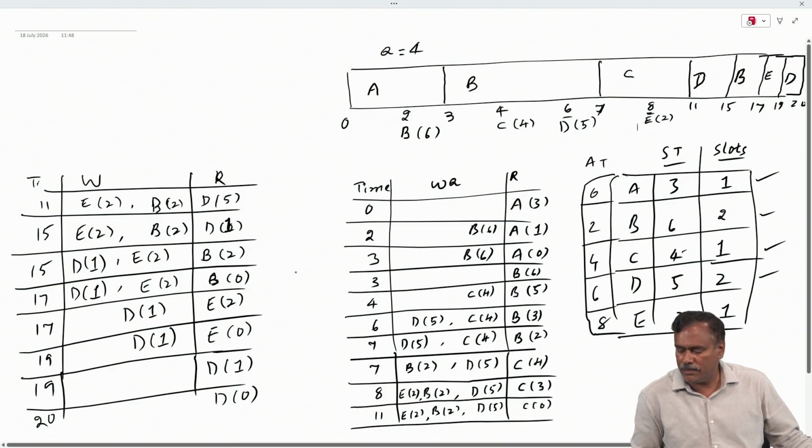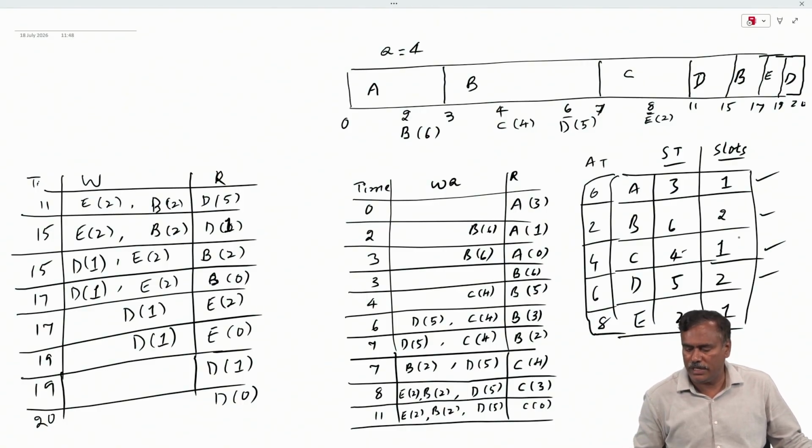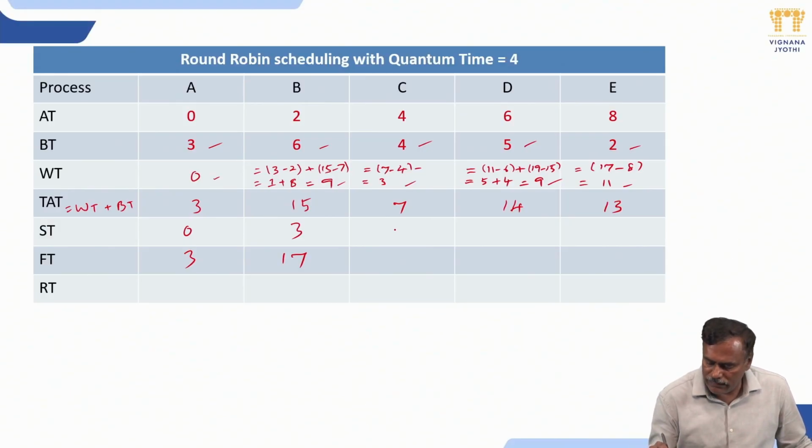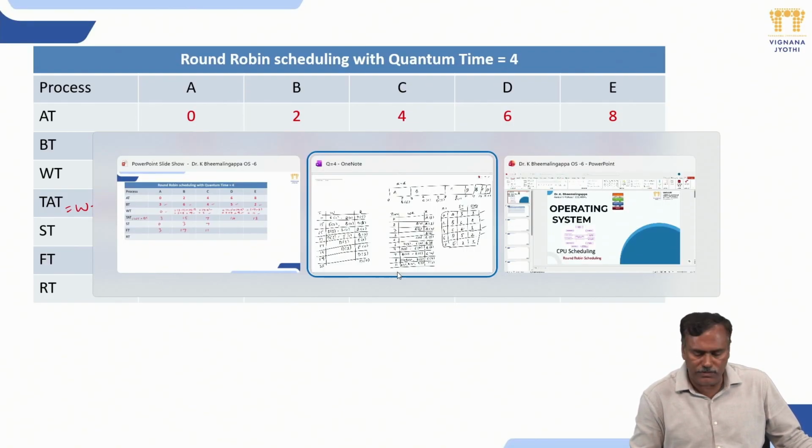And then coming to process C, you know that process C is going to get executed in just one slot or turn itself. So from 7 to 11 it has executed. So 7 is the start time, and 11 is the finish time. 7 and 11 are the start and finish time of process C respectively.